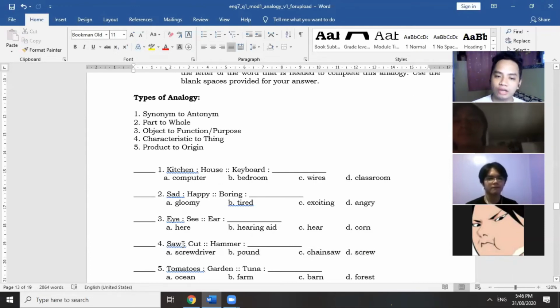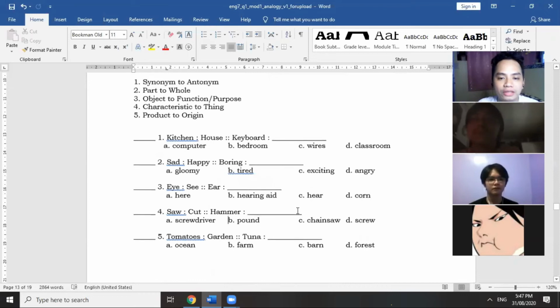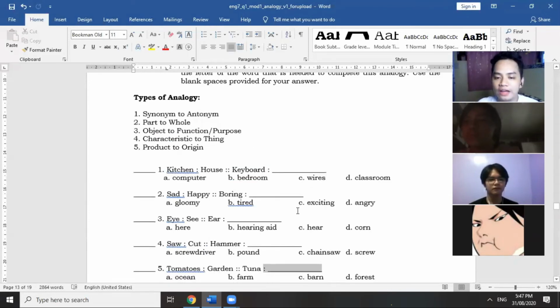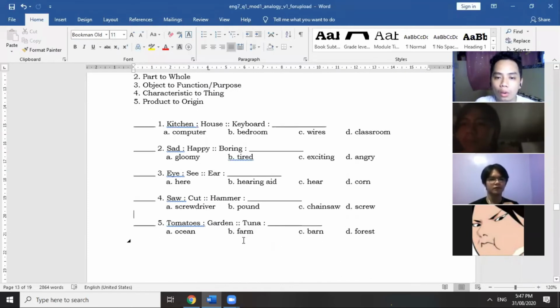So we use the saw for cutting. We use the hammer for pounding. What's the type of analogy for that? Object to function. A very good object to function as well. Number five, tomatoes is to garden as tuna is to what? What do you think is the relationship of tomatoes and garden, and what is the answer for number five? Ocean.